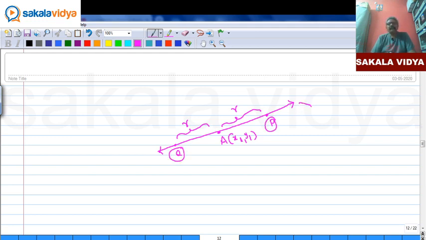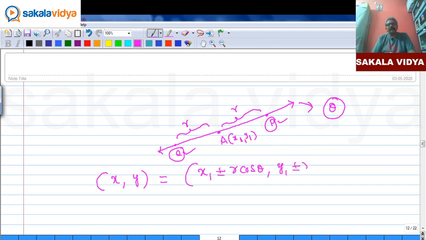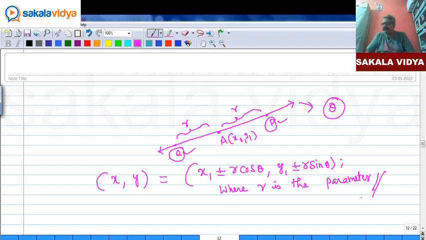For example, if we know the inclination theta of this line, with the help of parametric equations we can find out the coordinates of P and Q. So, the coordinates of P and Q are given by parametric equations. (x, y) is equal to (x1 plus or minus r cos theta, y1 plus or minus r sin theta), where r is the parameter. This you need to remember.